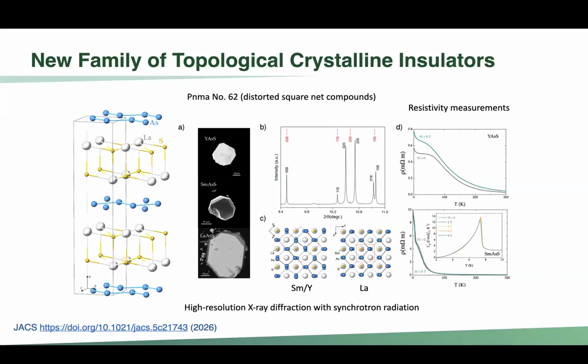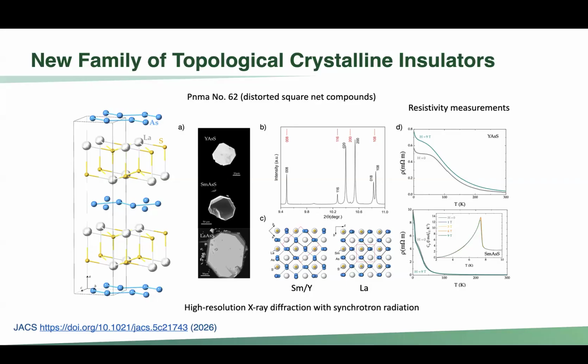So these materials were grown for the three cases, yttrium, samarium, and lanthanum, and resistivity measurements were made. And in the resistivity measurement, interesting results happened because they saw a large mass enhancement for the samarium case below the antiferromagnetic temperature.